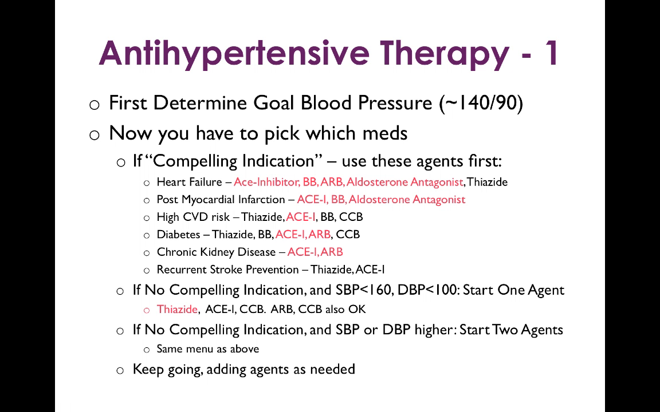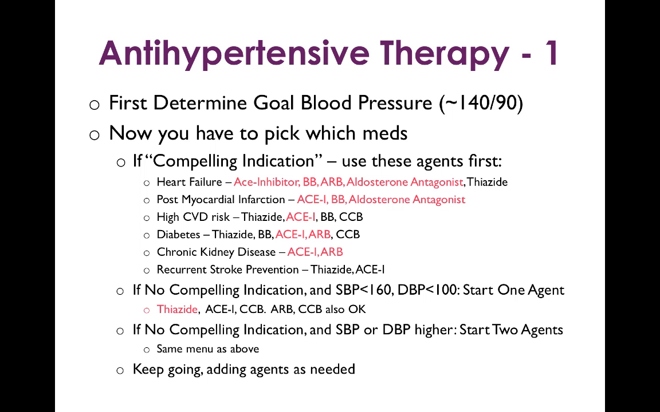And if someone has a blood pressure above 160 over 100 or so, starting two agents is a good idea because they're going to need at least two agents, probably. Then what you do is you keep going, adding agents as needed. So let's just take a patient, let's say their blood pressure is 190 over 110 millimeters of mercury.